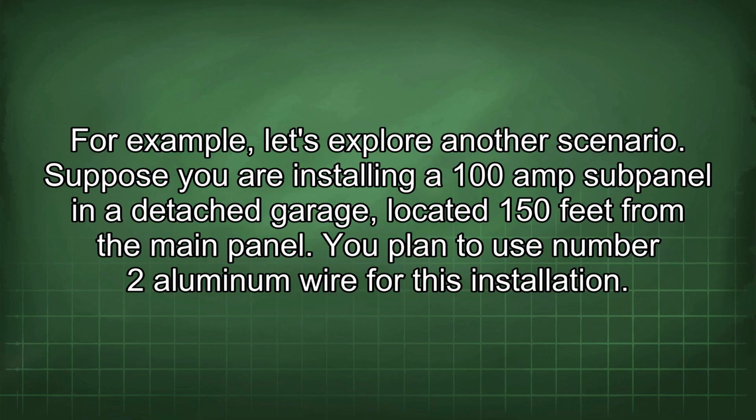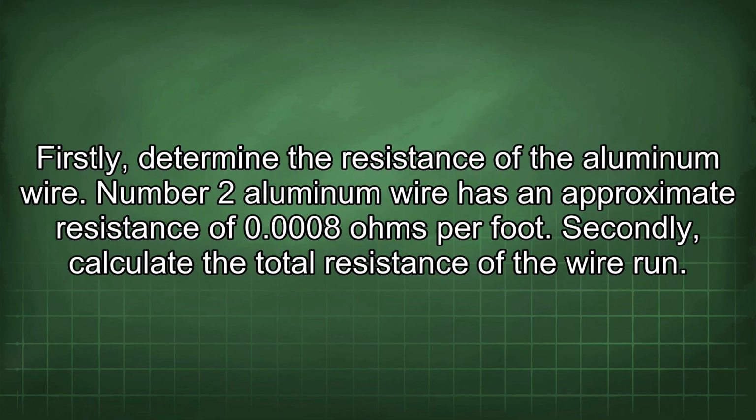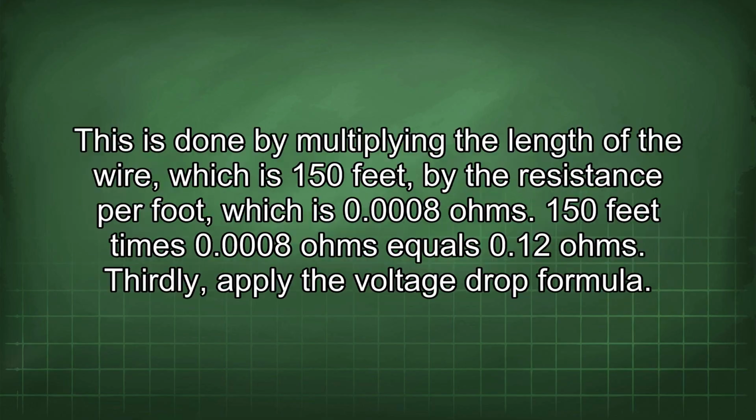Suppose you are installing a 100 amp sub-panel in a detached garage, located 150 feet from the main panel. You plan to use number 2 aluminum wire for this installation. Firstly, determine the resistance of the aluminum wire. Number 2 aluminum wire has an approximate resistance of 0.8 ohms per foot. Secondly, calculate the total resistance of the wire run. This is done by multiplying the length of the wire, which is 150 feet, by the resistance per foot, which is 0.8 ohms. 150 feet times 0.8 ohms equals 0.12 ohms.